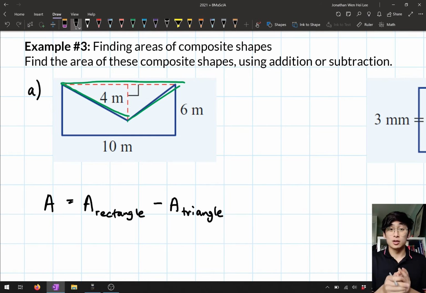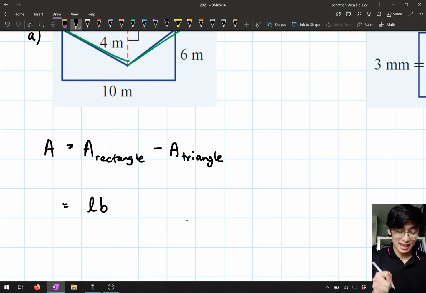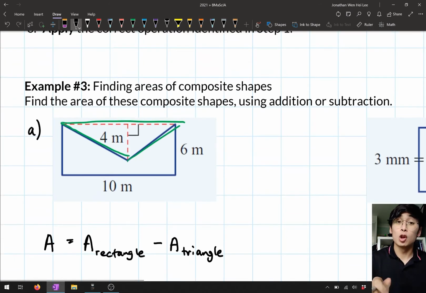Okay, so what we need to do is find the area of the rectangle, and I also need to find the area of my triangle. So, like we did in the previous questions, I'm going to write the formula down for each one. So the area of my rectangle, that was just L times B, and the area of my triangle is just half BH.